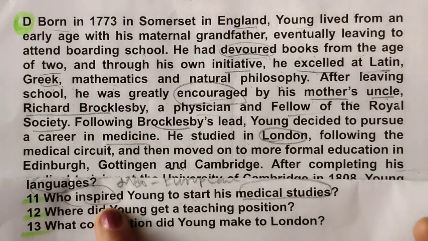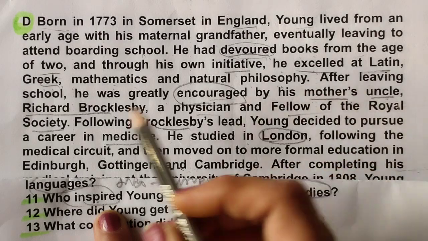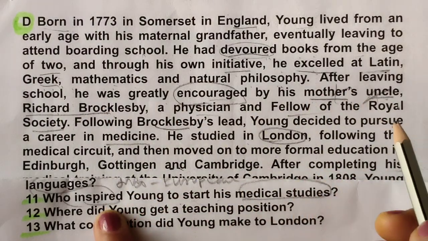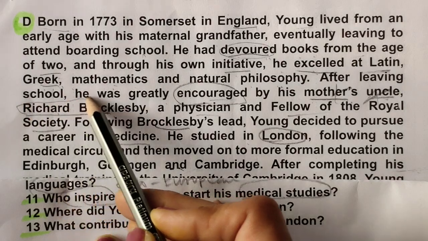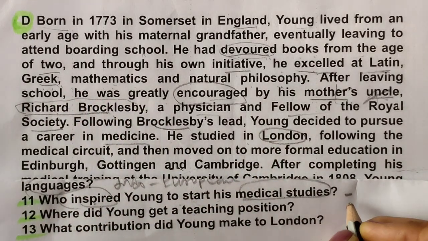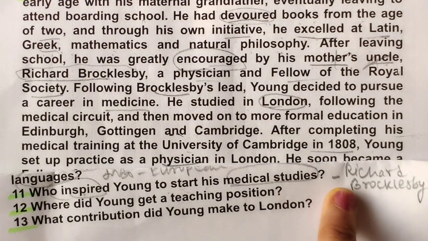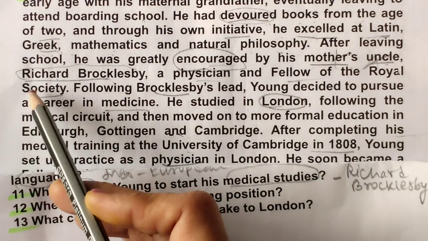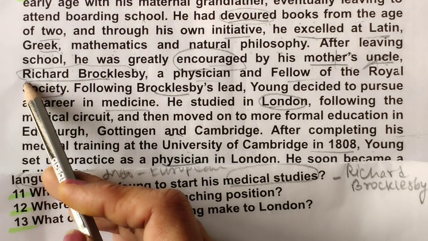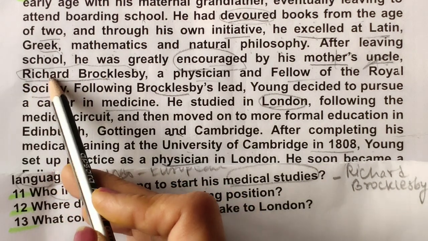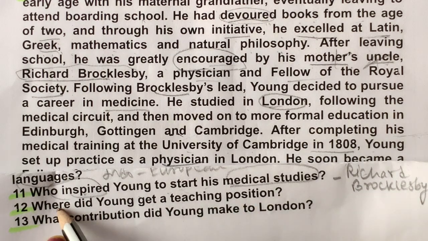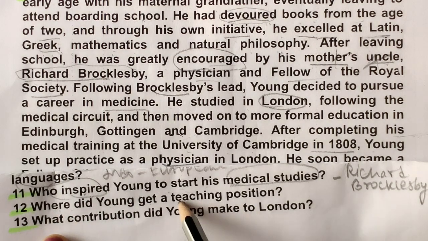Now what will the answer be? You can't write mother's uncle Richard Brocklesby, so we will just cut this and write only the name, Richard Brocklesby. This is a name, so of course the first letter will be capital in both the first name and second name. Okay, so Richard Brocklesby. The 12th question: where did Young get a teaching position?